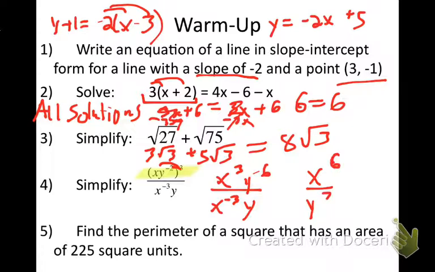And the last one, number 5. Find the perimeter of a square that has an area of 225 square units. So the area is 225, which means each side length would now be 15. 15 times 4, I get a perimeter of 60 units. So again, a pretty good review of what you can probably expect to see on the review test coming Friday.